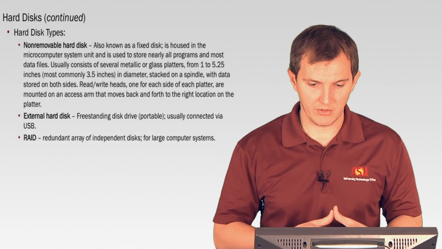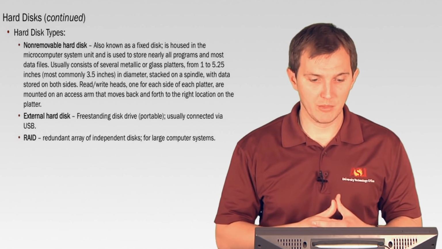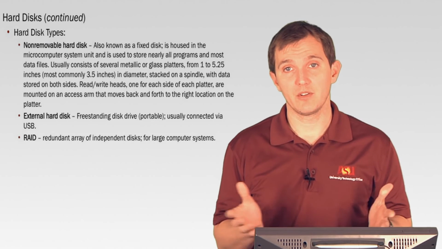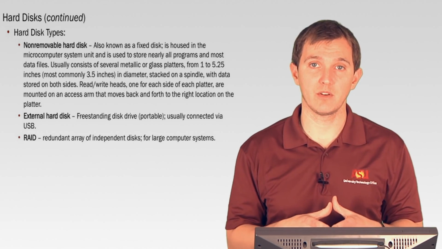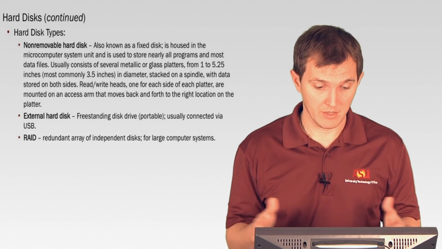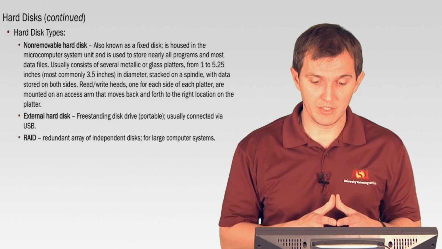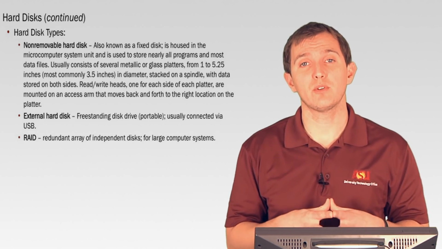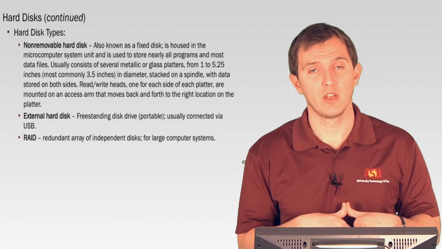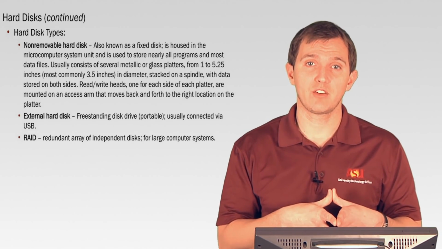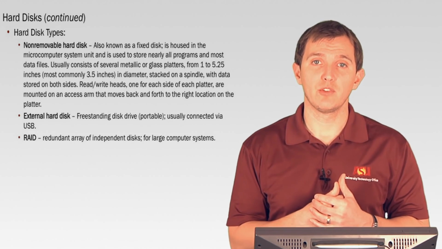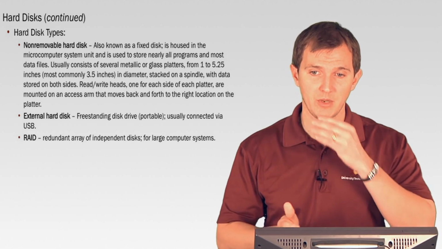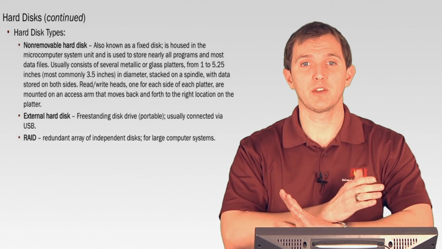Non-removable hard disk. Most of these hard drives are non-removable. An external hard disk, I'm sure you guys probably already have one of these. It's a hard drive outside of your computer, therefore it's external. And then RAID is for that critical information that you absolutely cannot lose. A RAID backup drive actually stores your backup on 2 different hard drives at the same time. So it backs up all of your information onto 2 different disks at the same time.